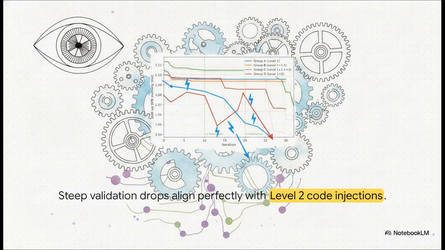If you track the running minimum validation drops across all iterations, you see these incredibly distinct, steep improvements for Group C and D. And what's really amazing here is that those sharp drops align perfectly, I mean exactly, with the precise iterations where Level 2 interventions injected new mechanism code.